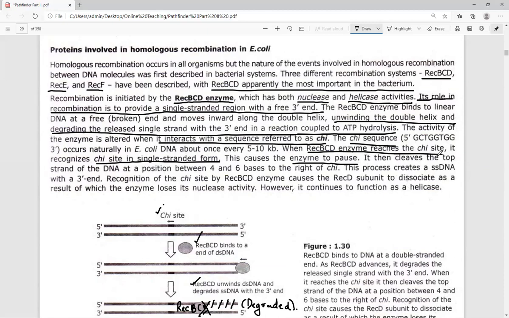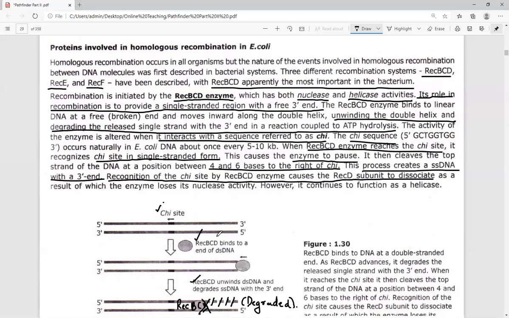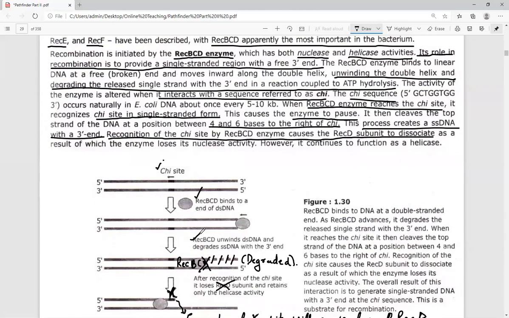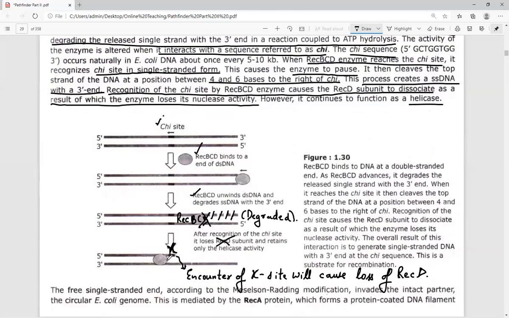In this process, it cleaves the top strand of the DNA at a position 4 to 6 base pairs to the right of chi. This process produces a single stranded DNA molecule with a free 3' end. Recognition of the chi site by the enzyme RAC-BCD causes the RAC-D subunit to be dissociated, as a result of which the enzyme loses its nuclease activity. However, it continues to function as a helicase and move forward.